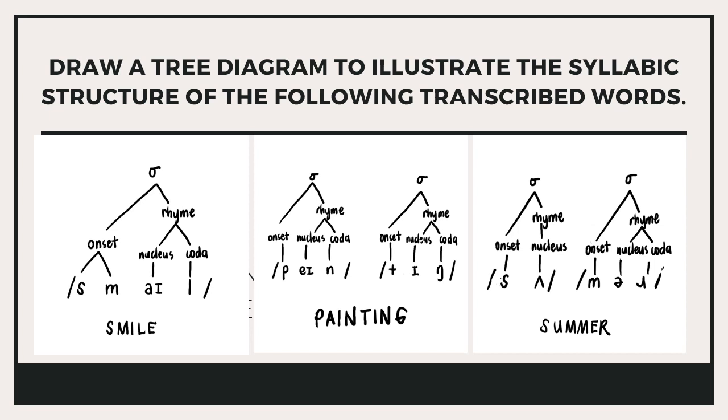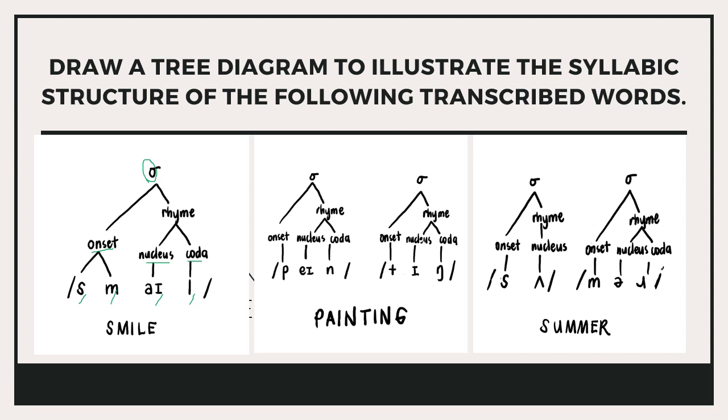Next, for the word smile, again, this time there is only one syllable. So, isa man ka tree diagram. So, our onset, we have an example of a consonant cluster. So, meaning when we say consonant cluster, a combination of 2 or more consonants in the onset or possibly in a coda position. So this time we have a consonant cluster in the onset position represented by the phonemes S and M. Next, our nucleus is represented by our diphthong I, and our coda is represented by the phoneme L.